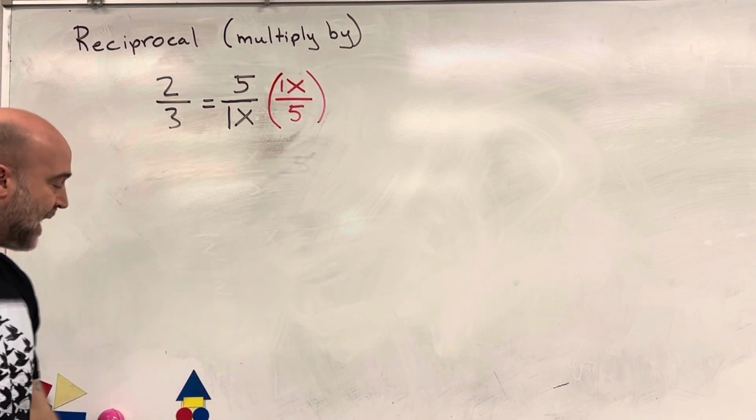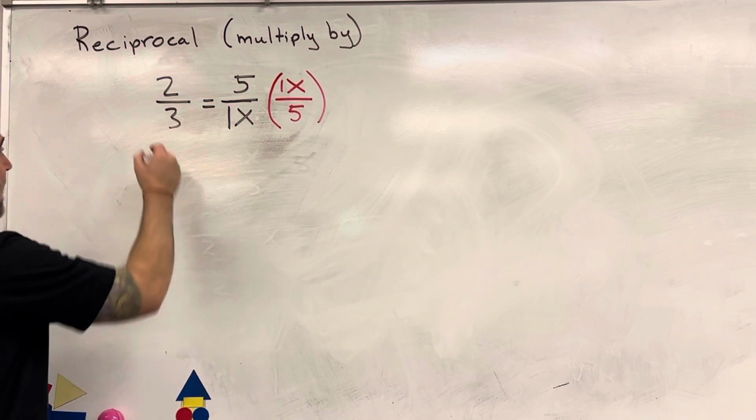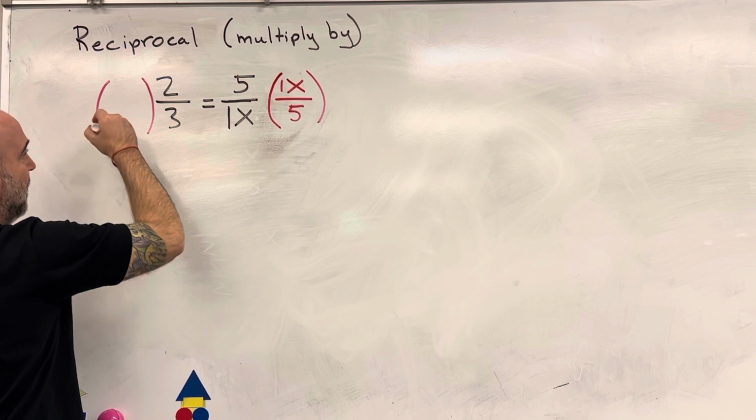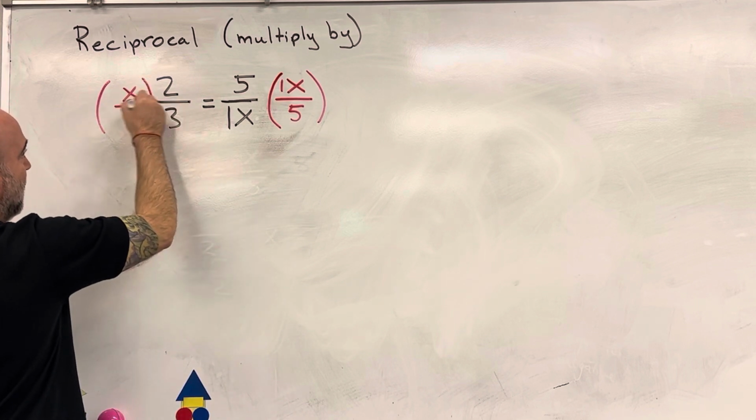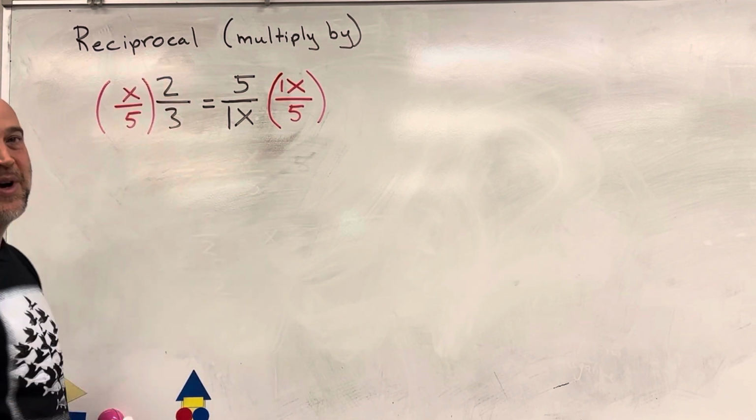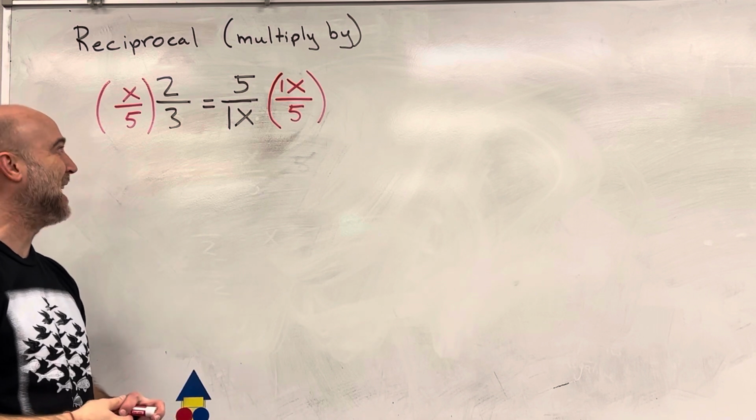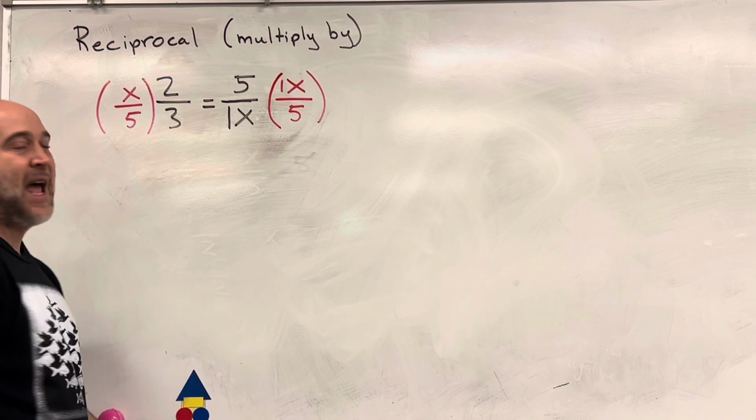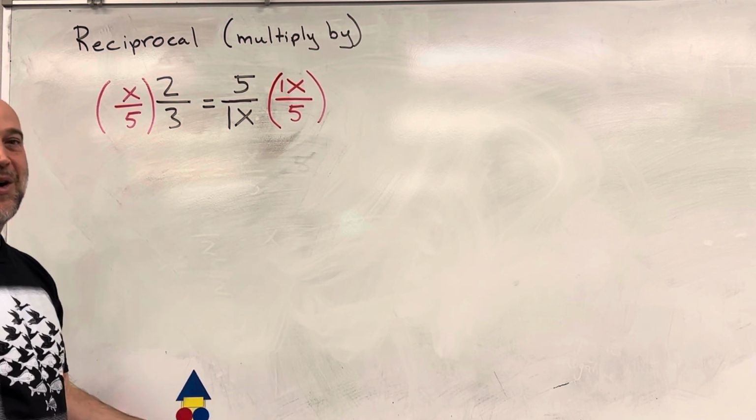And we're multiplying by it. And what we do to one side, we have to do to the other. So this is an x over 5. And I don't need that 1. You can use it if you like it as a placeholder. So how do we multiply fractions? Or what do we do next?